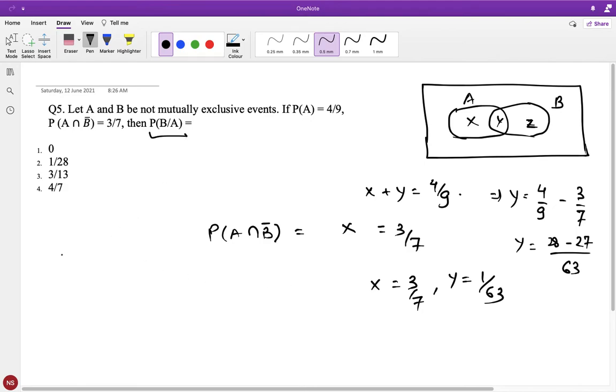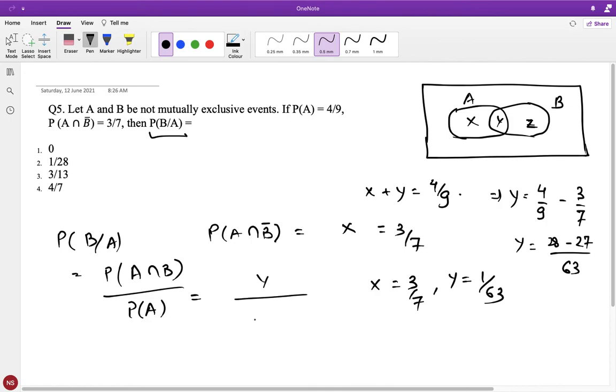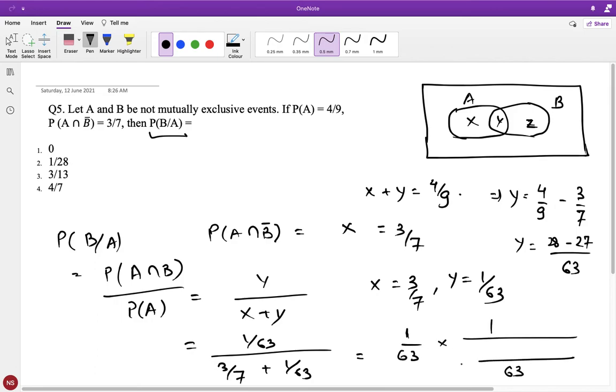What is being asked from us? P of B given A, which is nothing but P of A intersection B divided by P of A. A intersection B is what? Y. P of A is what? X plus Y. I know the value of both. 63 is the LCM. Seven times 9 is 63. So 3 times 9 plus 1. This is cancelled. 3 times 9 is 27 plus 1 is 28. 1 by 28. Solved.